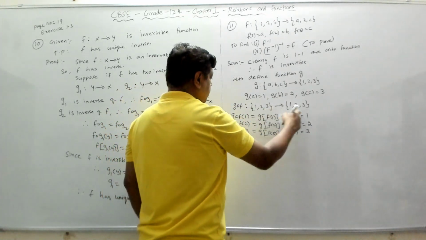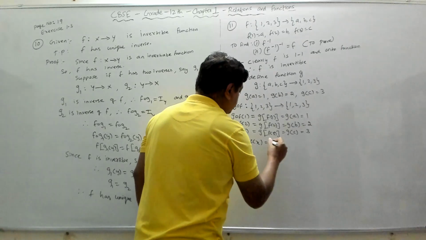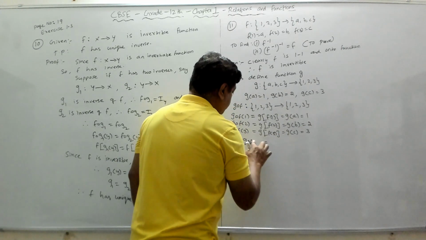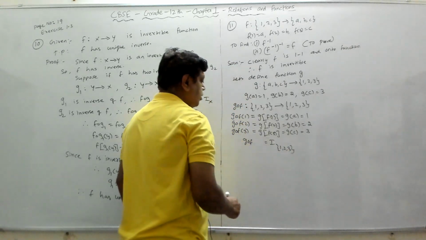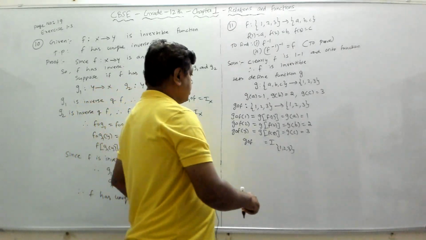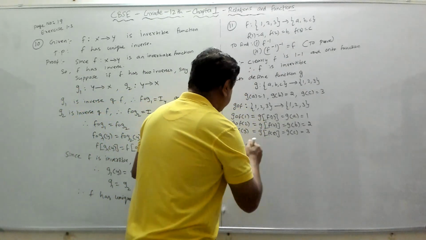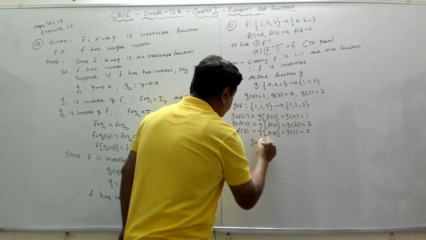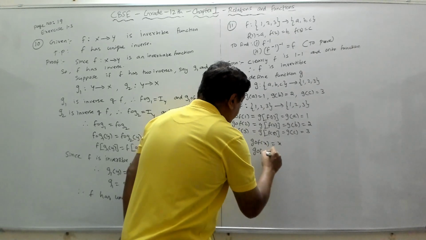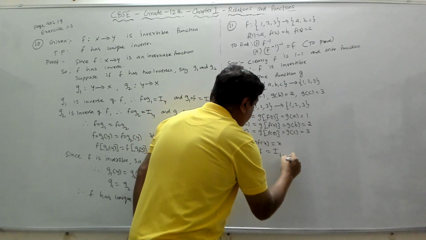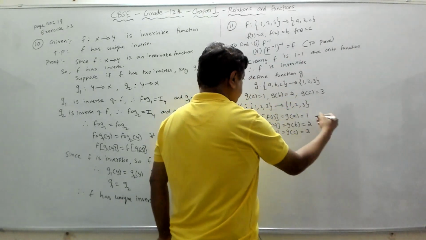So what have we got here? 1 goes to 1, 2 goes to 2, 3 goes to 3, which means it's an identity function. G of f of x is equal to x, which is I of x. So g of f is an identity function on the set 1, 2, 3. So if g of f of x is equal to x, then g of f will be equal to I operating on the set 1, 2, 3. So I is an identity function, and g of f is also an identity function. So both are equal.